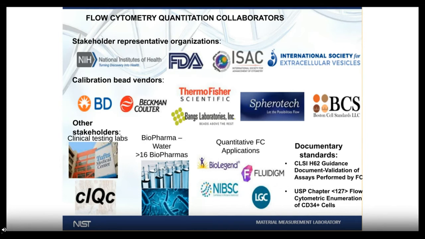So who are the stakeholders? Who have we been working with over the past few years to better quantify flow cytometry? And our collaborators have included stakeholder representative organizations such as NIH, FDA, ISAC, and the International Society for Extracellular Vesicles. We've also done ERF assignments for a variety of calibration bead vendors, including BD, Beckman Coulter, Thermo Fisher, Bangs Labs, Spherotech, and Boston Cell Standards.